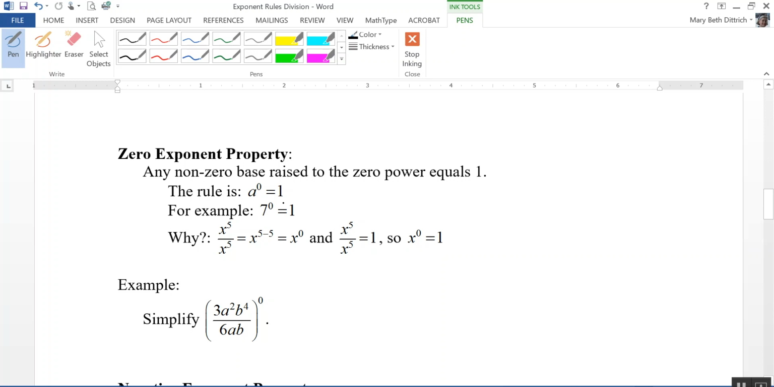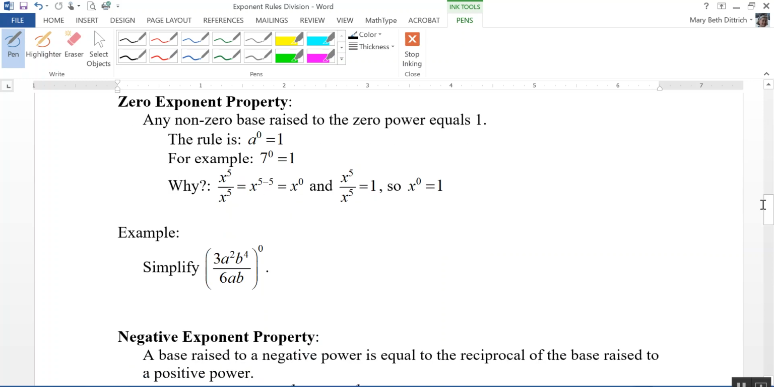So why is this true? Actually, you can look at it two different ways. If we were to use the division property, the quotient property, we would have x to the fifth divided by x to the fifth, which is x to the 5 minus 5, or x to the 0. And we also know that x to the fifth divided by x to the fifth equals 1. Any number or any term divided by itself equals 1, so therefore we know that x to the 0 power equals 1.